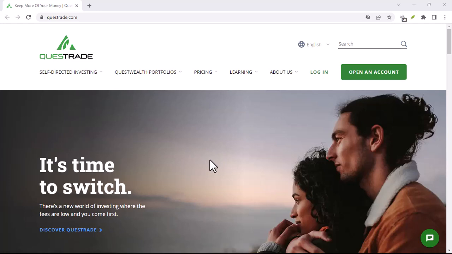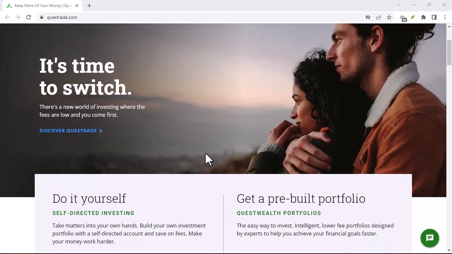Can you invest like an American? Funding your Questrade account with USD.